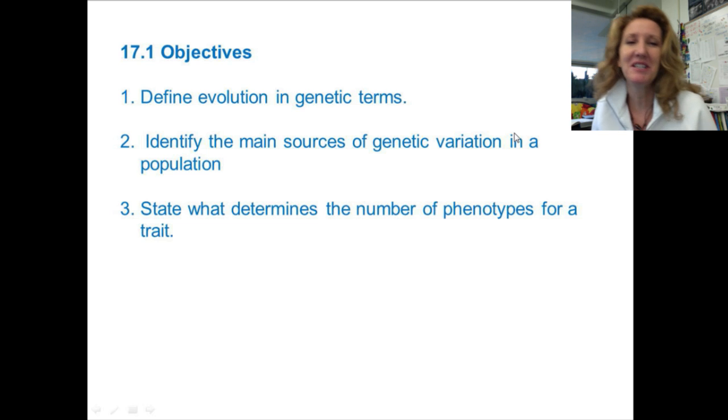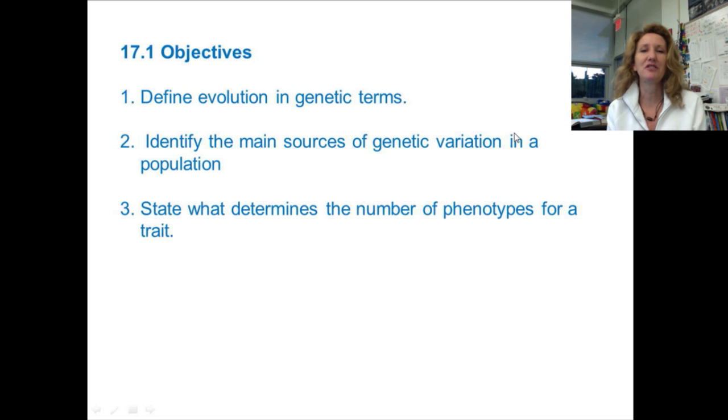All right, so our 17.1 objectives are to define evolution in genetic terms, identify the main sources of genetic variation of a population, and also state what determines the number of phenotypes for a trait. So let's think about it.